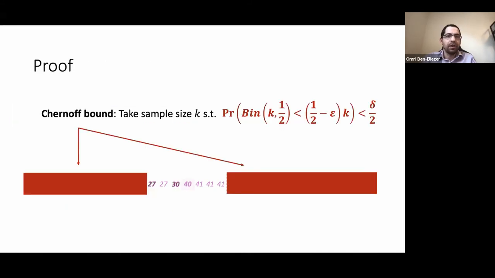Okay, so here's a proof. We sort the elements, and we apply a Chernoff bound. We apply it once to guarantee that not too many elements from the sample were taken from this part. And we apply it another time to make sure that not too many elements in the sample were taken from this part. So we apply the Chernoff bound twice. And it turns out that if these two conditions hold, then the median of the sample will indeed be an approximation of the median of the stream.